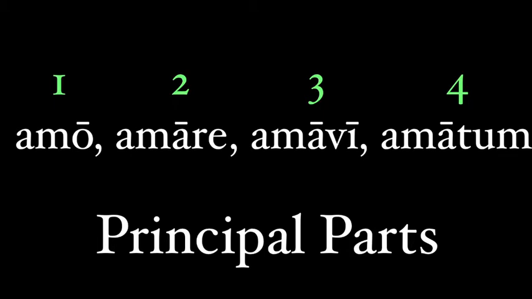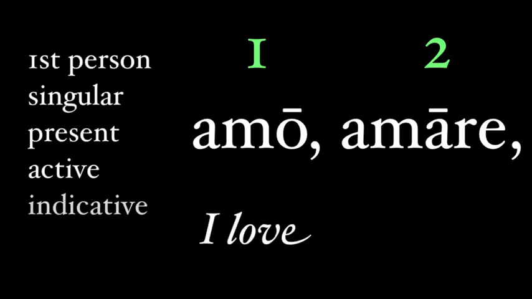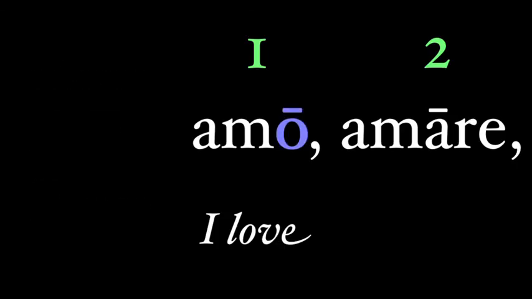First, let's look at what these 4 parts of the verb actually are. The first part we've already talked about. Amo is the I form of the present tense. It's the first person singular, present active indicative, if you want the whole mouthful. Since O is the usual ending for verbs in the present tense with I as the subject, your first principal part almost always ends in an O.